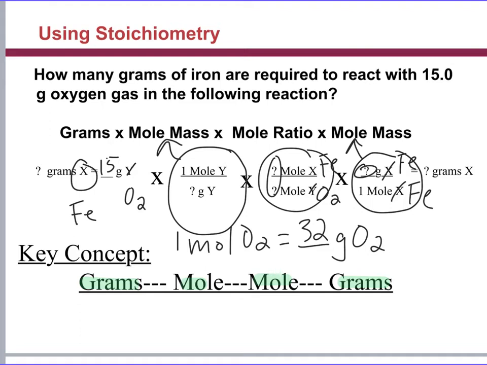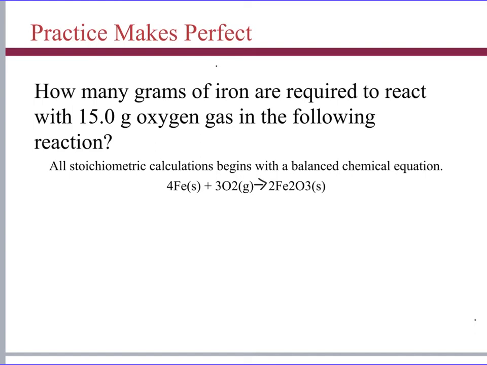Okay, on this next slide, I'm actually going to go through the steps and solve this problem. Okay, here's our problem. Let's do this. How many grams of iron are required to react with 15 grams of oxygen in the following equation? I recognize this as a stoich problem because we've got two different reactants versus products. Let's actually look at this balanced chemical equation. Four irons react with three oxygen molecules to give us iron oxide. Okay, and we can see that this reaction looks balanced.